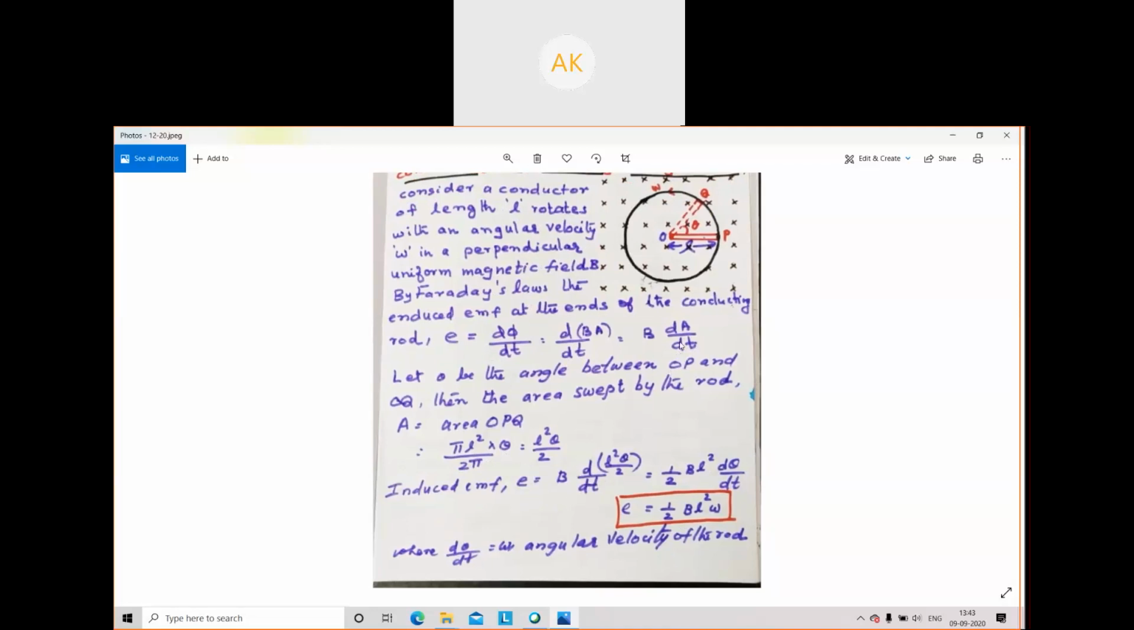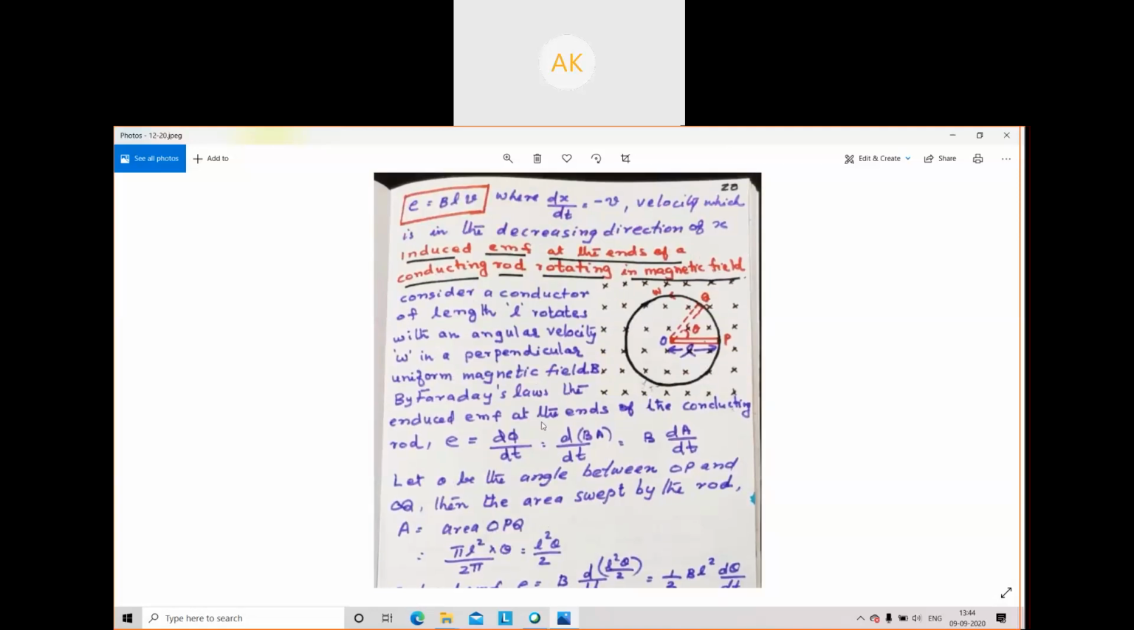In the place of area, we substitute this value. When it rotates through an angle theta, d by dt of L squared theta by 2, so half into B L squared into d theta by dt. What is d theta by dt? That is angular velocity. So EMF equals half into B L squared omega. So when a rod is rotated in a perpendicular magnetic field, the EMF induced will be half B L squared omega.